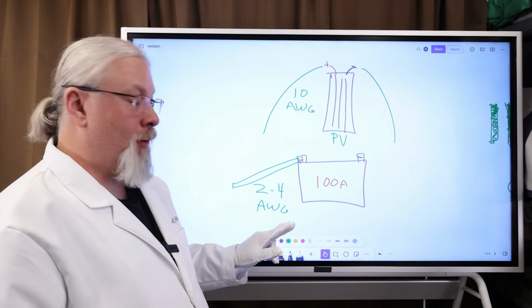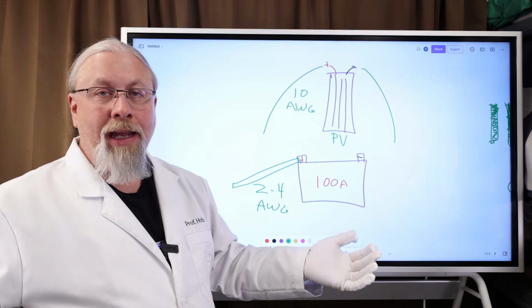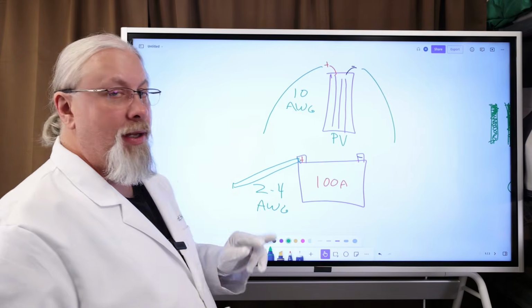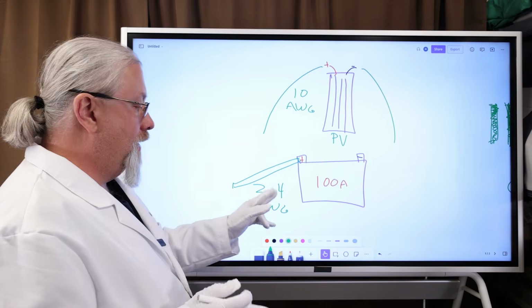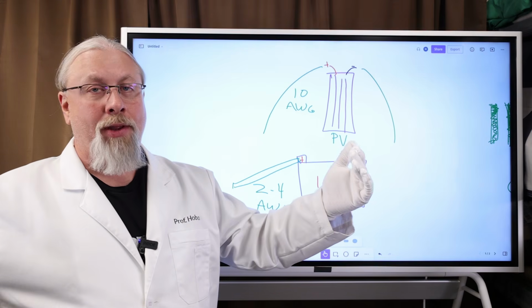100 amp would require 2 or 4 gauge. Now, why did I say 2 or 4? 4 is if you're running a longer distance. Say you're going to run it 30 feet, you'd want to use 2. If you're going to run it only 10 feet, you'd use 4, because think of resistance. The longer the run of your cable, the higher the resistance.